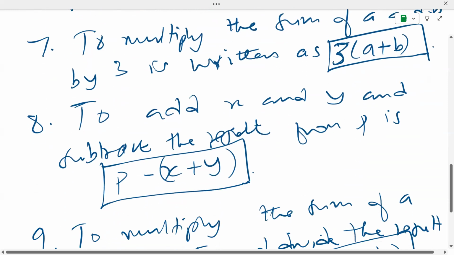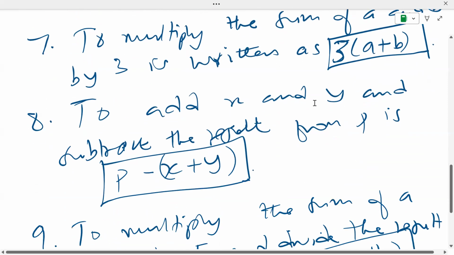Now, 8, to add x and y and subtract the result from p is written this way. So first, we add x and y. So x plus y, we enclose them in a bracket. And this result, we are going to subtract it from p. And so write p minus brackets open x plus y, brackets close. So whatever we have here, when we compute it, we subtract it from this. So p, x, and y will all represent numbers.